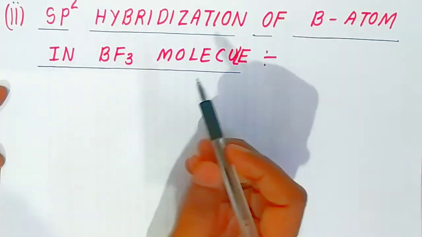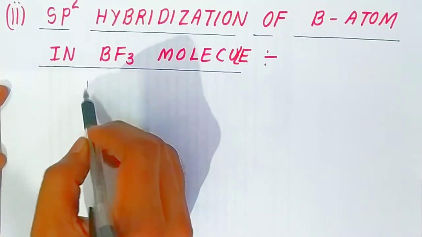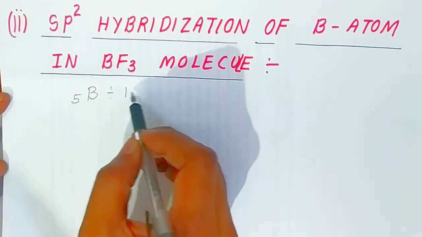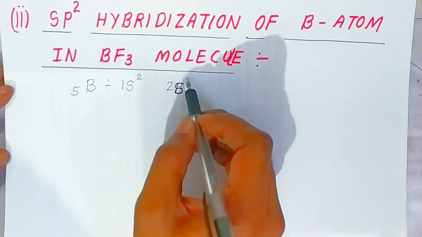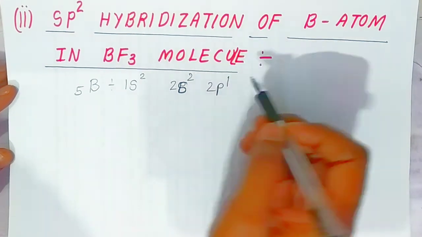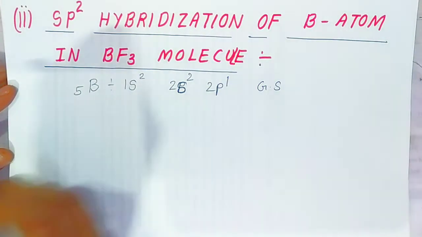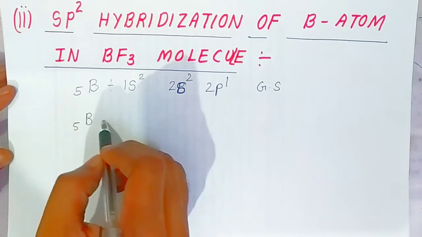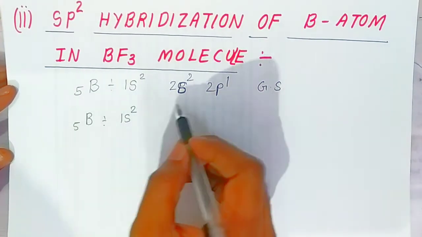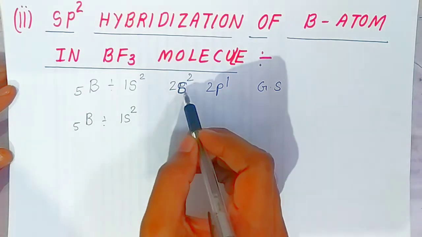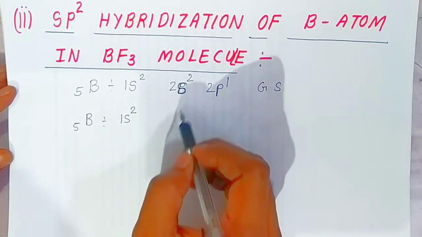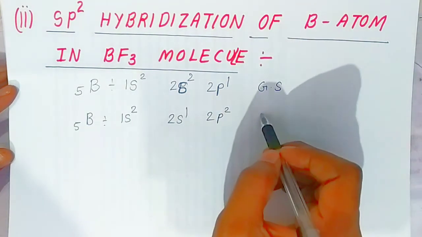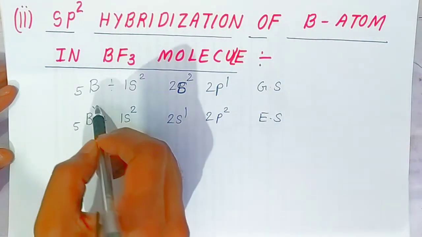Okay students, here also you should know the atomic number of boron. The atomic number of boron is 5. Its electronic configuration is 1s2, 2s2, 2p1. This is the ground state electronic configuration of boron. Now what happens, students, boron will go to the excited state, 1s2, the 2s orbital will be excited, so it becomes 2s1 and 2p2. Okay students, this is the excited state electronic configuration. I am making a star here.